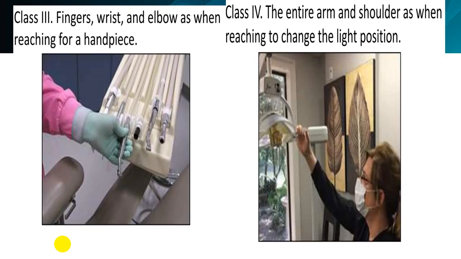Class 3, fingers, wrist and elbow, such as reaching for a handpiece. Class 4, the entire arm and shoulder.